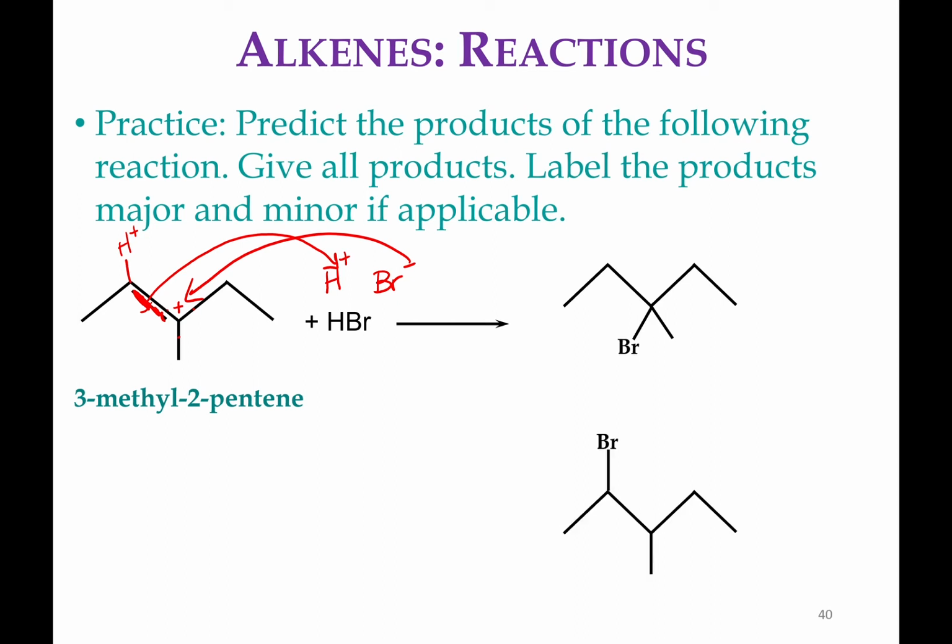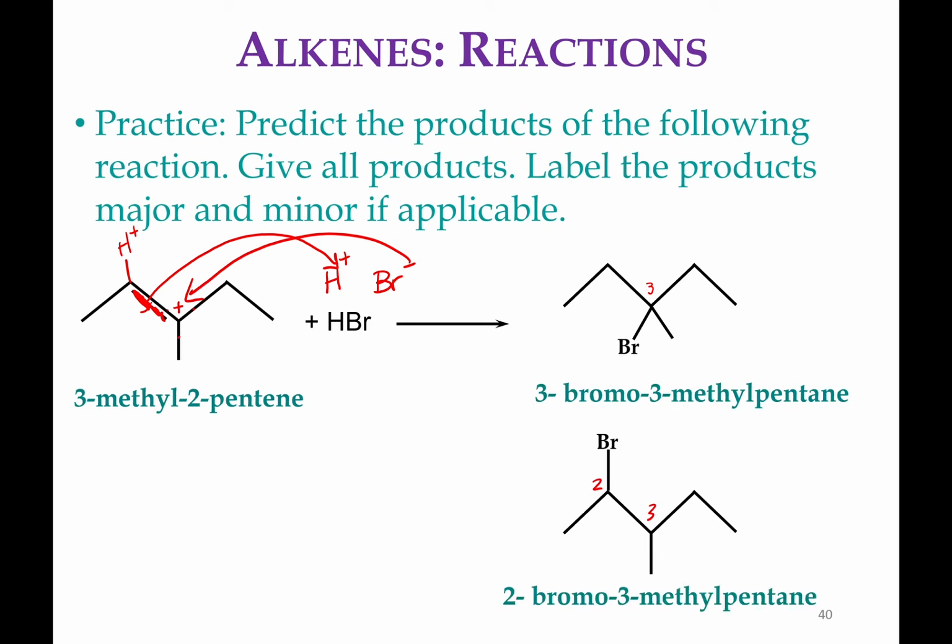has a possibility of forming these two products, which are 1, 2, 3, 4, 5, 1, 2, 3, 4, 5. We have 3-bromo-3-methylpentane, and we have 2-bromo-3-methylpentane. Which is major, which is minor? Our major is going to be, oh, go back. I didn't write it in there. Darn. All right, so which one is our major going to be? We said the one where the bromine goes here. So this is our major, and this is our minor product.